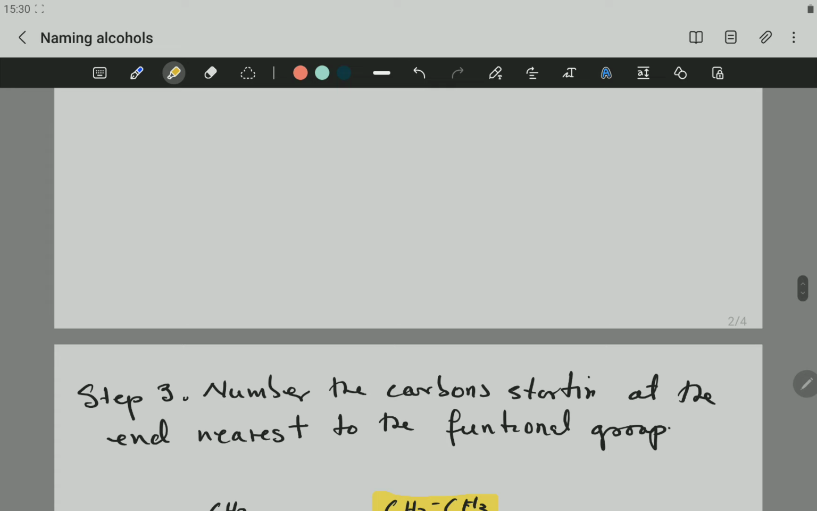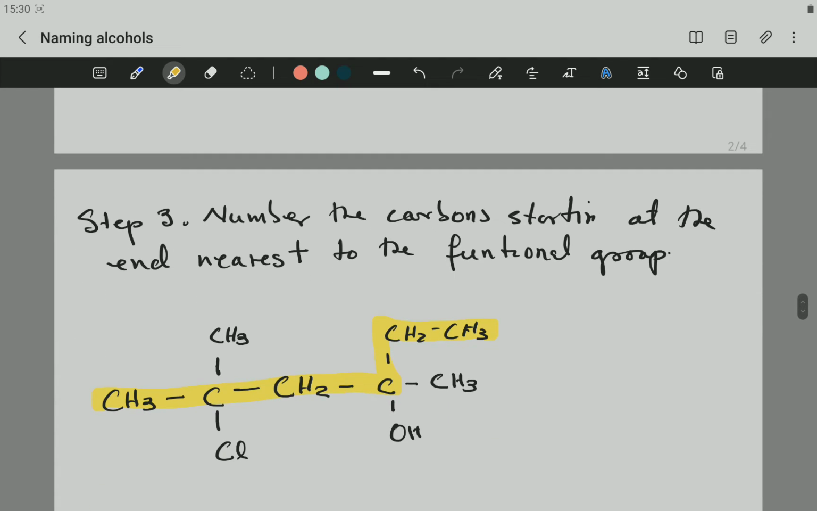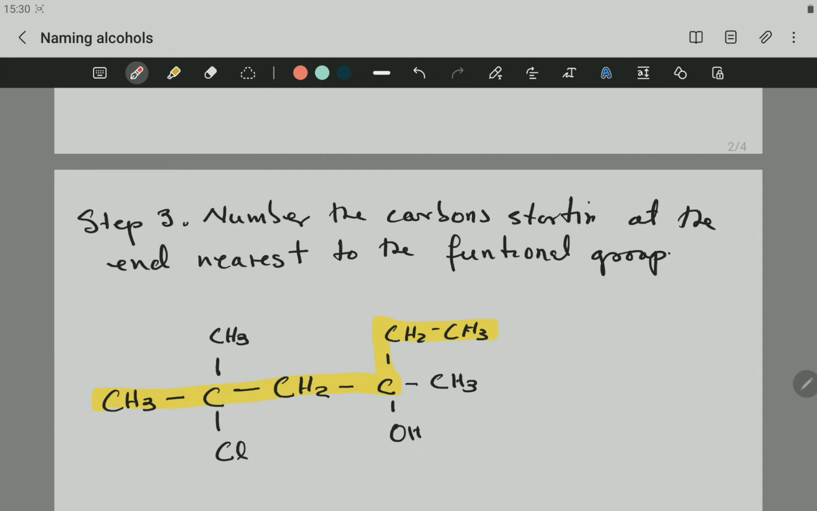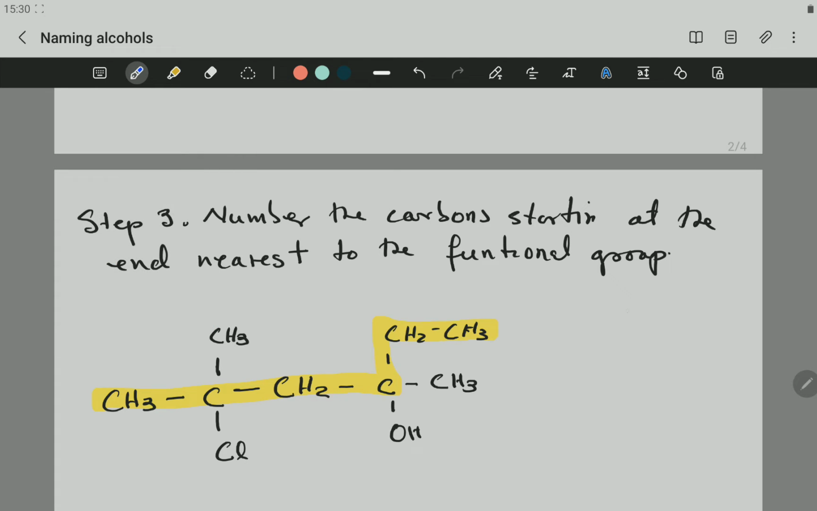The next step says number the carbon starting at the end nearest to the functional group. So here we're going to start numbering the carbon starting at the end nearest to the functional group. This is already what we selected with 6 carbons. Remember, just to go back, we have here that the homologous series is alcohol, so it's ol, and the number of carbon is 6, so it's hexane.